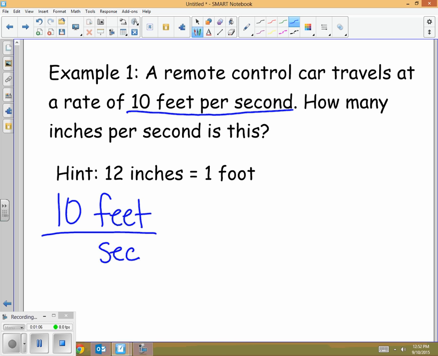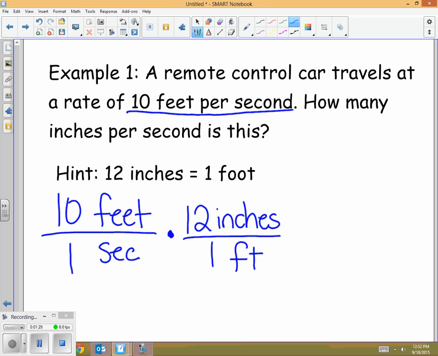And anytime it says per second, always assume it is 1 or unit rate. How many inches per second is this? Well, since there are 12 inches in 1 foot, we can multiply by the new unit rate that we are trying to convert to. 12 inches in 1 foot.